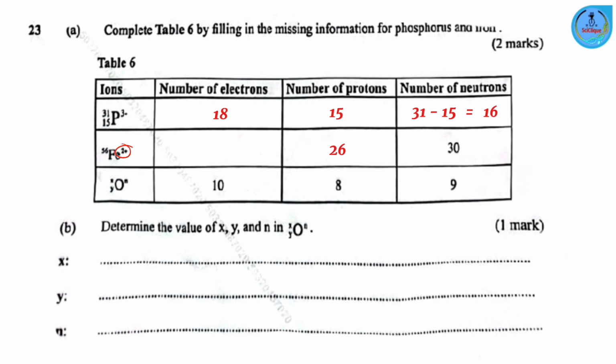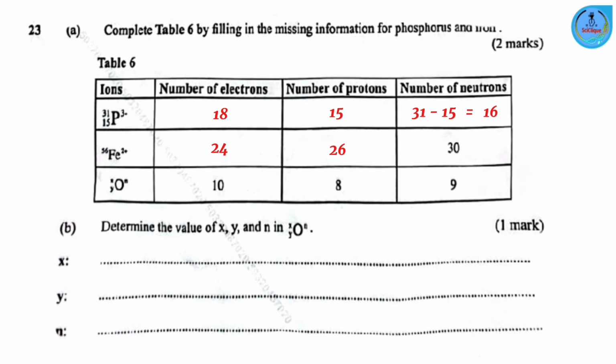But this is an ion. It's a positively charged ion, showing us that it has lost electrons. How many electrons did it lose? 2. So the number goes down from 26 to 24. And that is why it has a positive charge of 2, because it has lost 2 electrons.